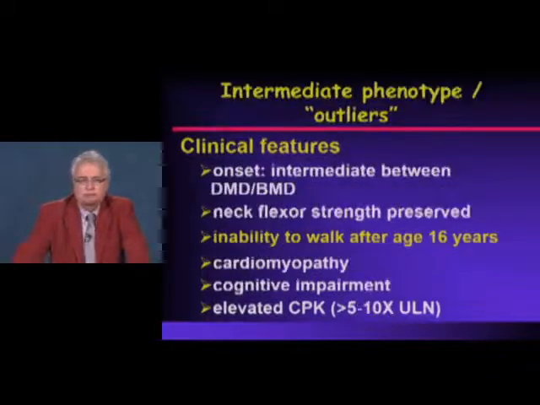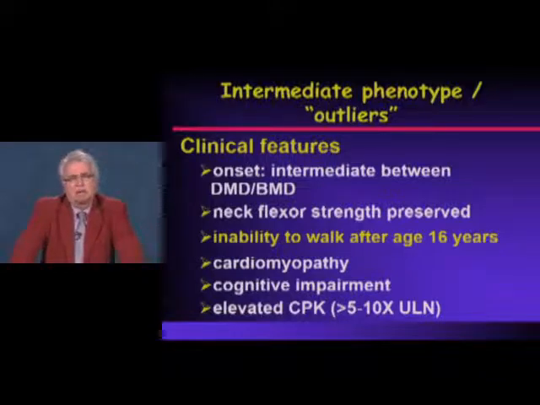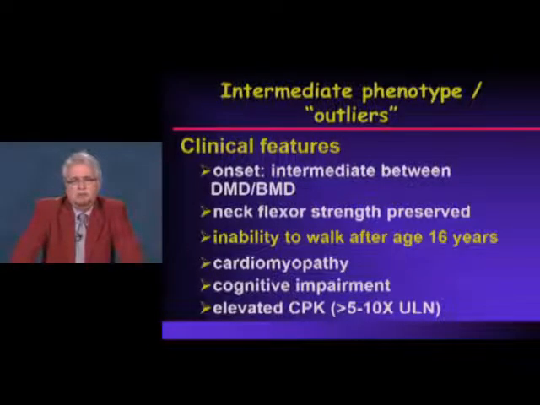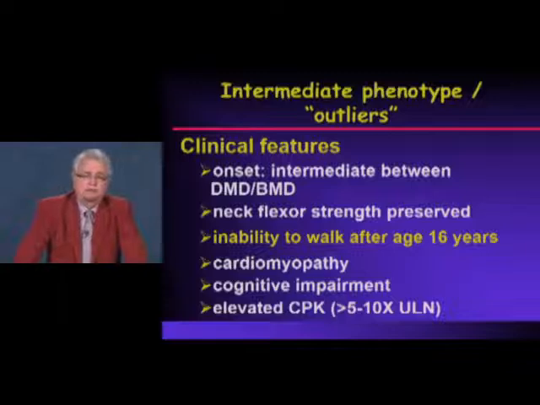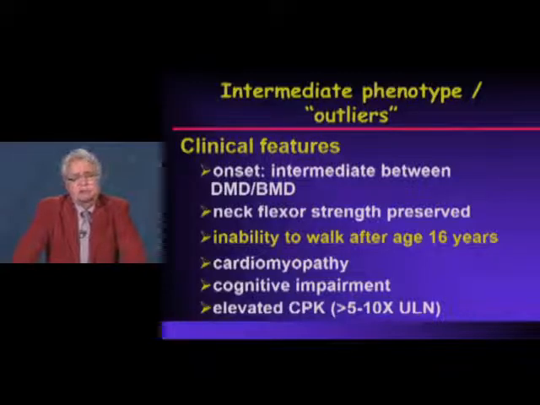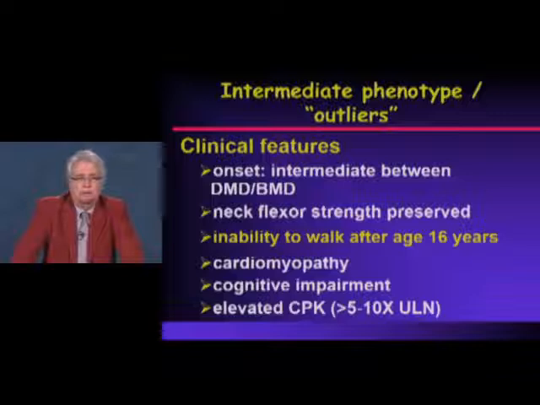the CPK values. And then we have a third phenotype known as intermediate phenotype or outliers, with onset intermediate between DMD and BMD. And these individuals will become wheelchair dependent between the ages of 13 and 16 years, so they're unable to walk after the age of 16 years. They have similar presentation with cardiomyopathy, cognitive impairment, high CPK.